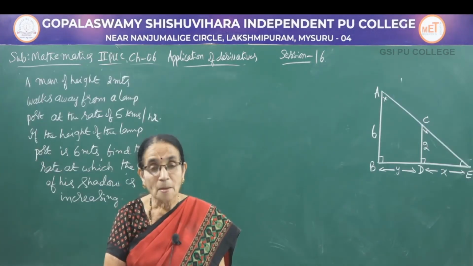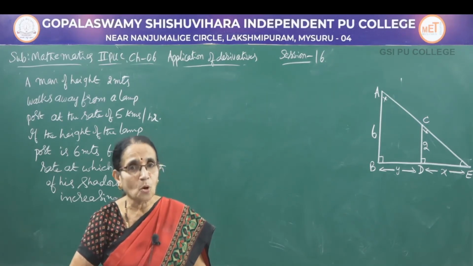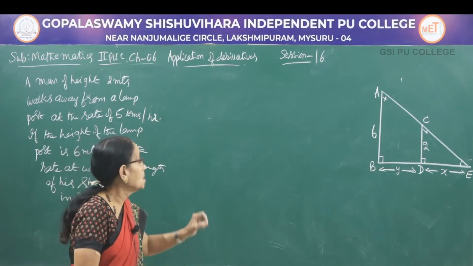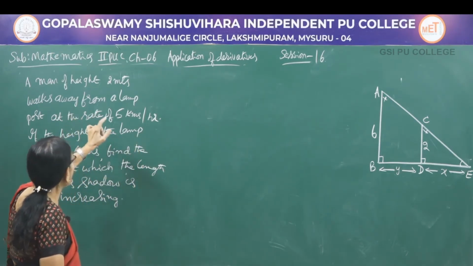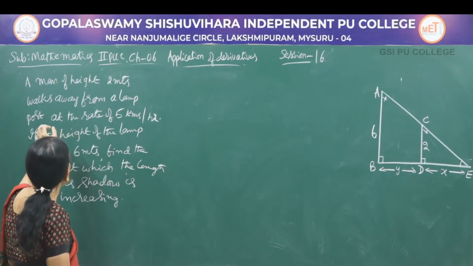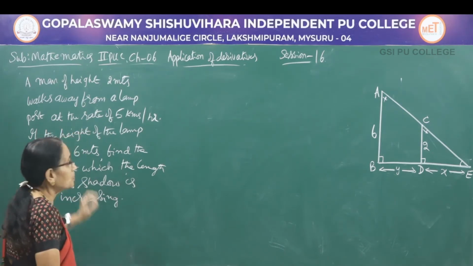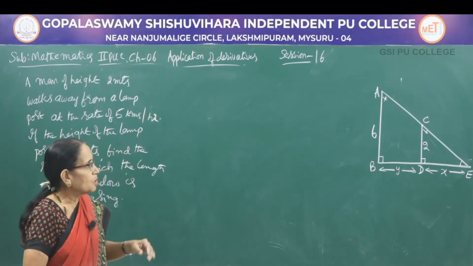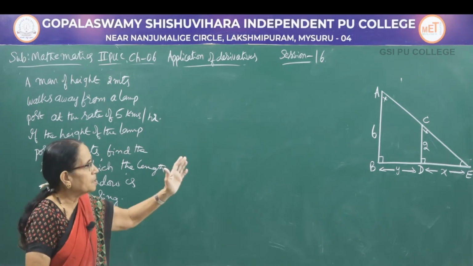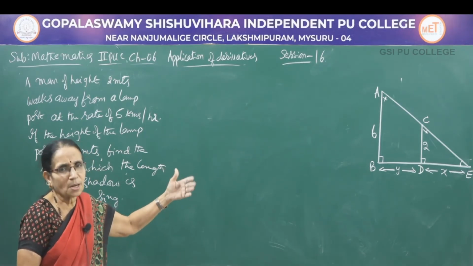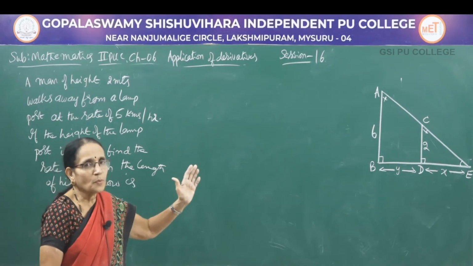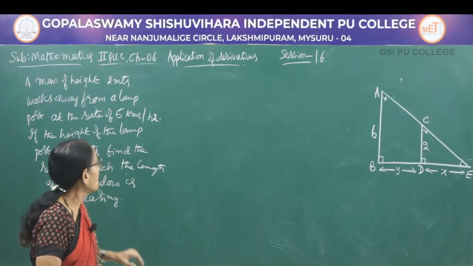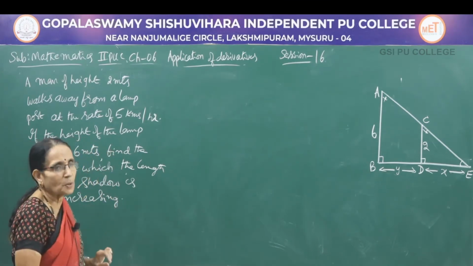Dear students, I am considering another problem. Again, it is different from the one which we discussed just now. Read the problem. A man of height 2 meters walks away from a lamp post at the rate of 5 kilometers per hour. So there is a person who is standing in front of a lamp post, street light we can say. So he is moving away from that one, so he is farther away from that one. At what rate? 5 kilometers per hour.